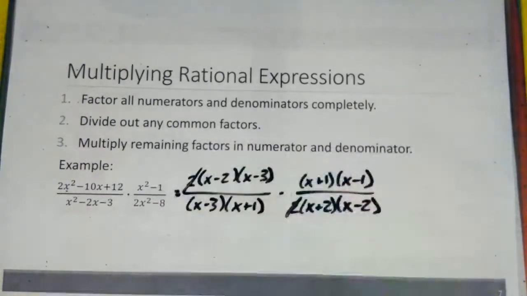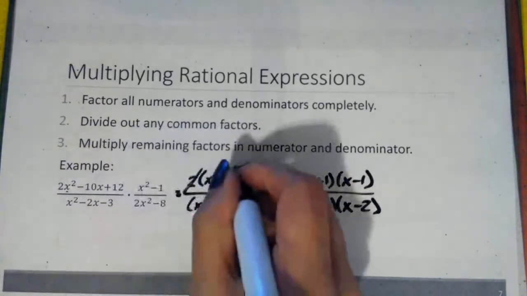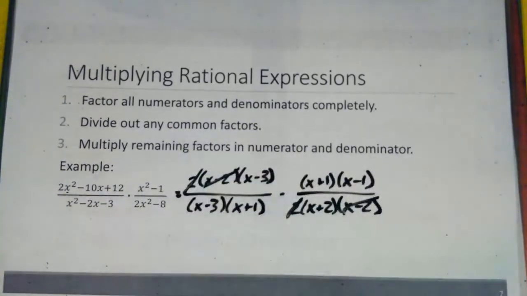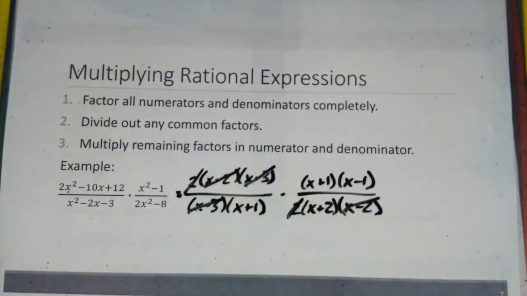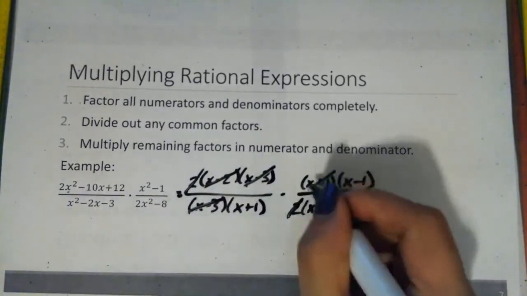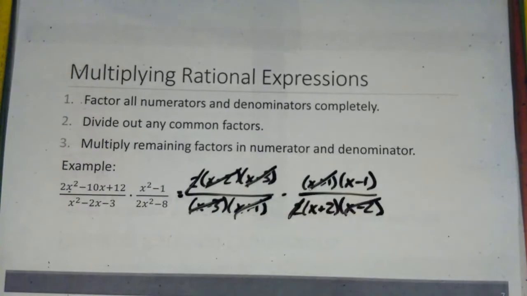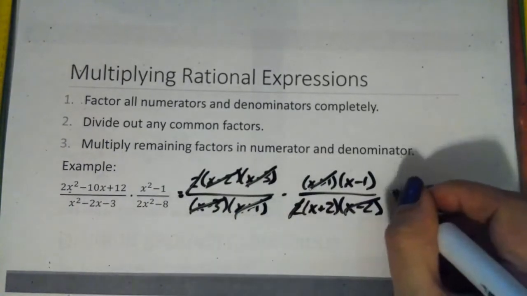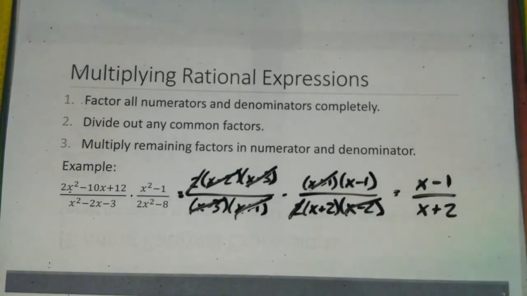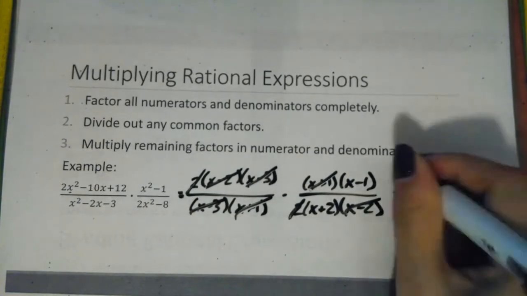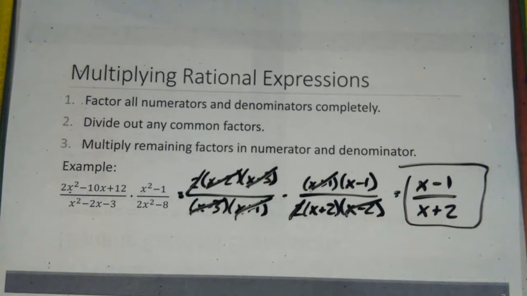I have 2's that divide out. I have x minus 2's that divide out. I have x minus 3's that divide out. And I have x plus 1's that divide out. All that's left is an x minus 1 in my numerator and an x plus 2 in my denominator. This is how that expression simplifies.